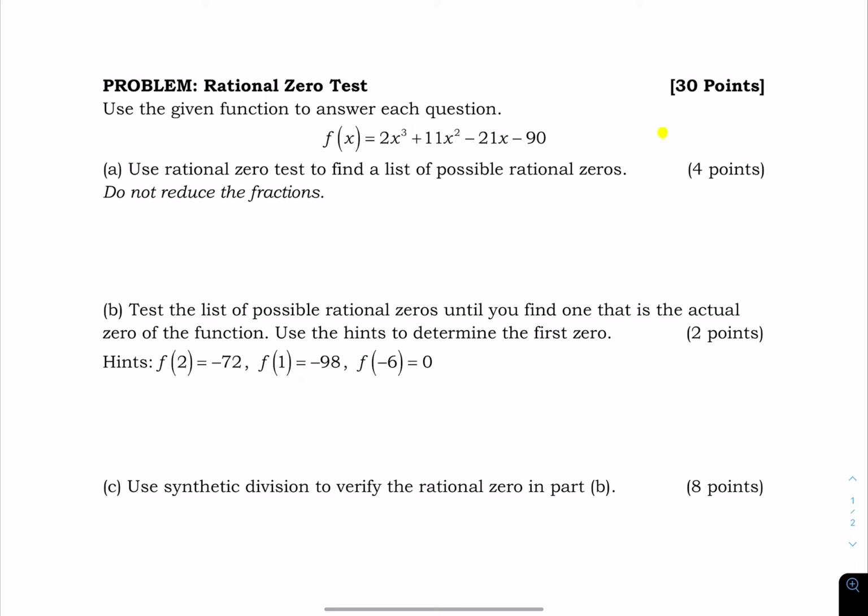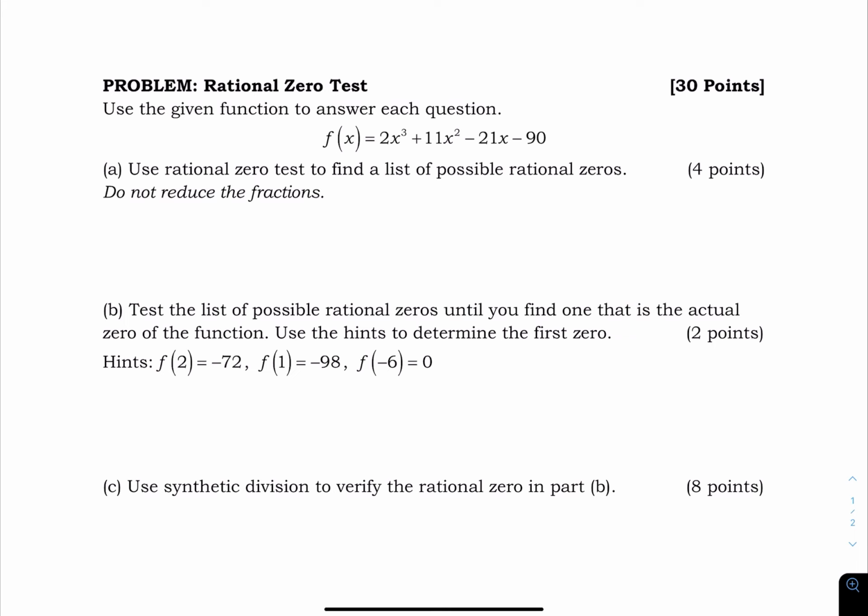That means if you plug in one of the values for x and walk through this computation, y is equal to 0. You might say, all right, we can just factor this function, set it equal to 0, and then solve for x. Yes, you can do that, but the purpose of this problem is to walk through the entire rational zero test. The very first step is part A: use the rational zero test to find a list of possible rational zeros, and do not reduce the fractions.